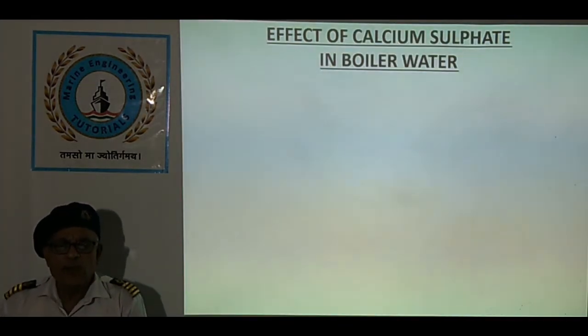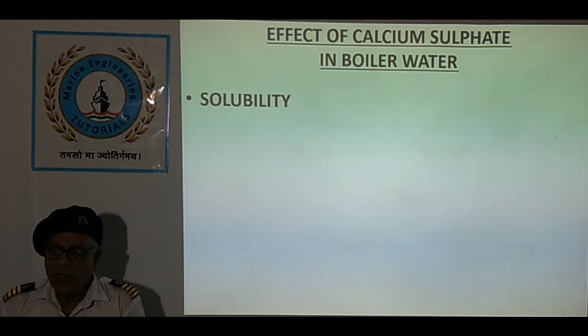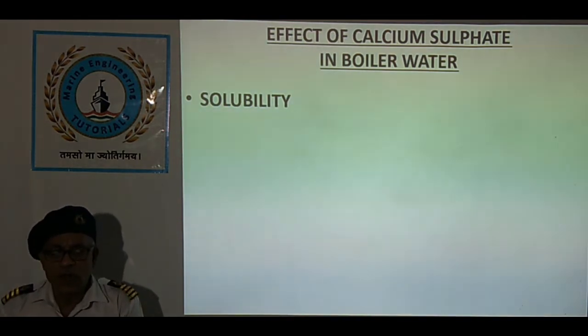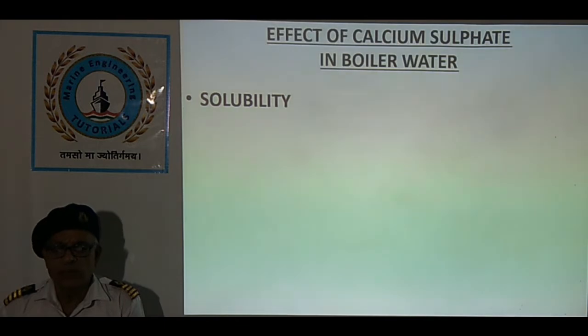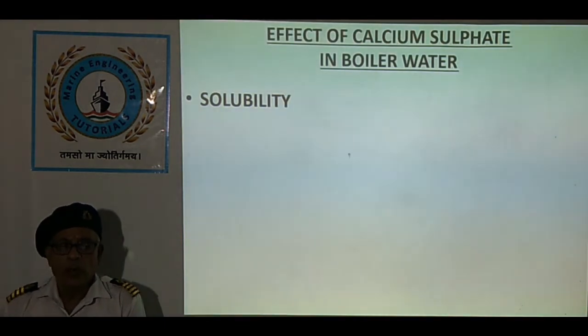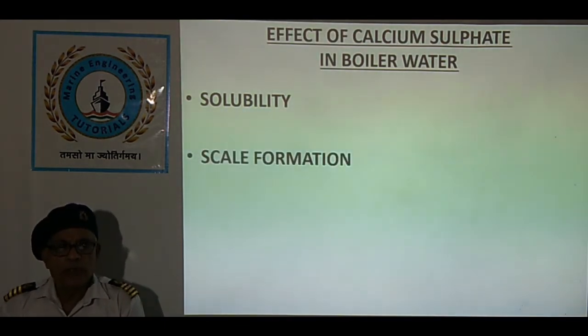Coming to the effects of calcium sulphate in boiler water, let us see its solubility. With increase in temperature, solubility of calcium sulphate decreases and it will thus be deposited in the form of crystallization as water becomes supersaturated locally with these salts. It is responsible for scale formation.